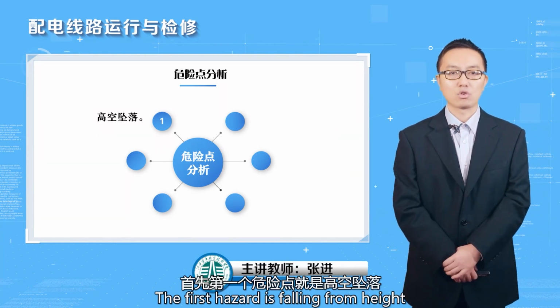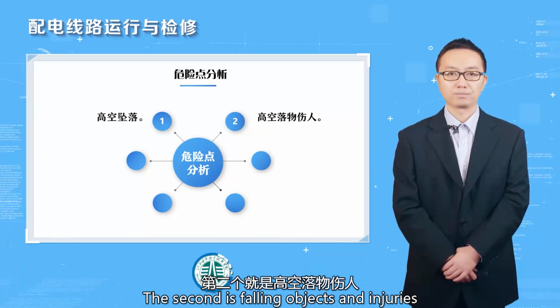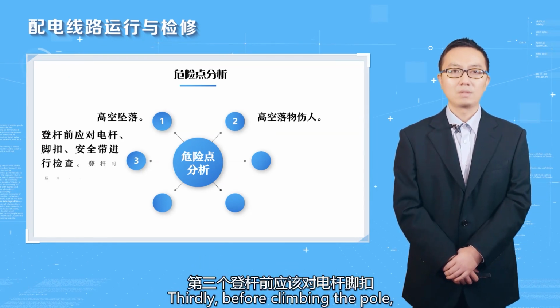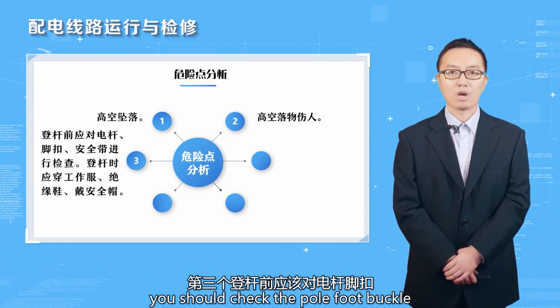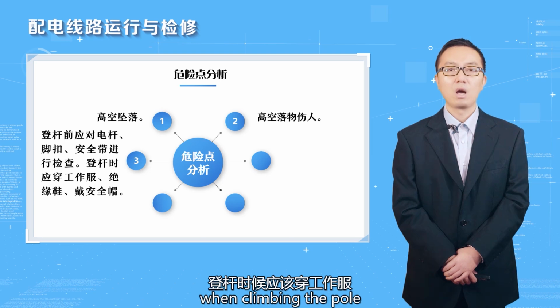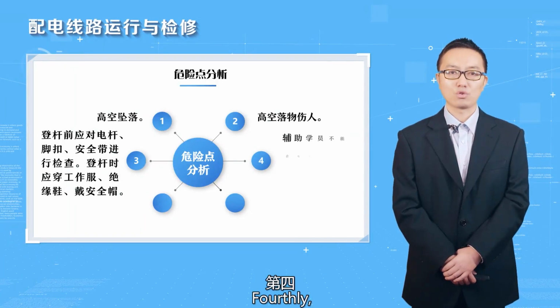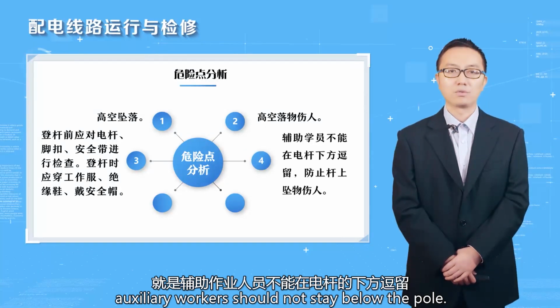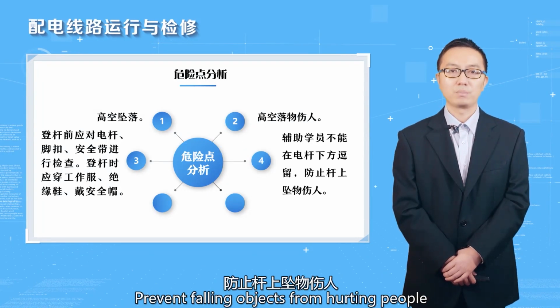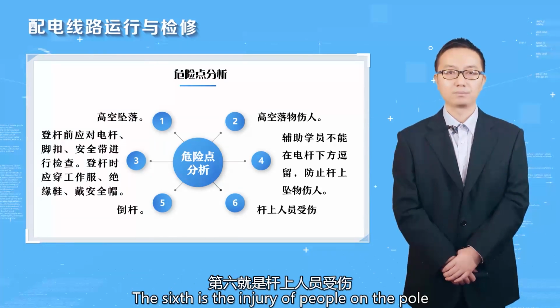The first hazard is falling from height. The second is falling objects and injuries. Thirdly, before climbing the pole, you should check the pole foot buckle and the safety belt. Work clothes, insulated shoes and helmets should be worn when climbing the pole. Fourthly, auxiliary workers should not stay below the pole, to prevent falling objects from hurting people. The fifth is the fall of the pole. The sixth is the injury of people on the pole.